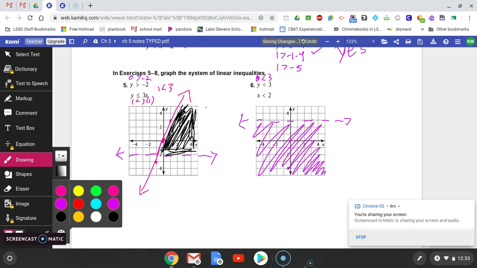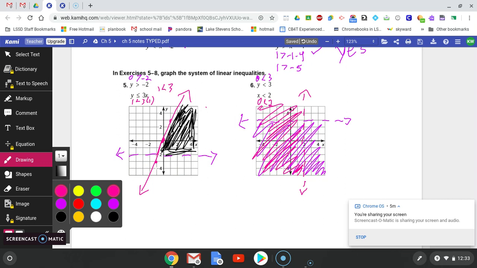Okay, next I have x is less than 2. So where x is 2, this is also going to be a dotted line where x is equal to 2. If I pick the point 0, 0, I get 0 is less than 2, which is also true, which means everything on this side of the line is going to be shaded.